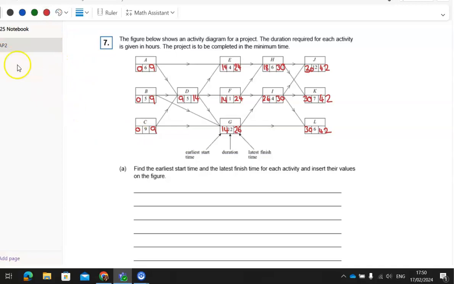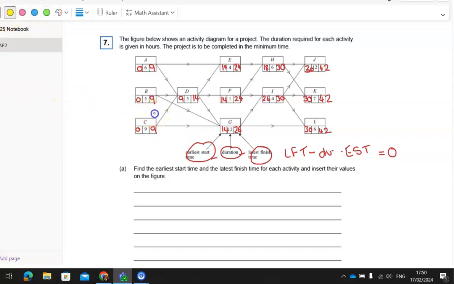Right, so then working out your critical path, they're the ones with no float. So to work out the float, you're going to do the latest finish time, take away the duration, take away the earliest start time. And that gives us our float. And if that's equal to 0, then we know it's on our critical path. So we can whiz through this now.